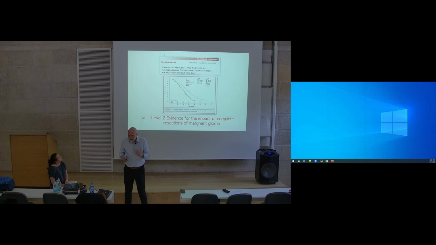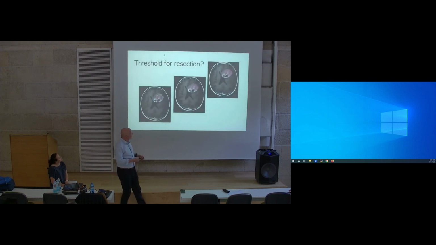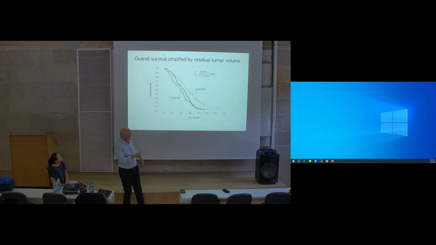Now, very important is that from this study we learned, as you can see here in the visualization, that we have to go for a resection like this, and that this is not acceptable. Why? Because when we did further analysis of the cases, we saw that as much as 1.5 cubic centimeters of residual tumors decreased the life expectancy again. So our job is to get the tumor out as completely as possible.